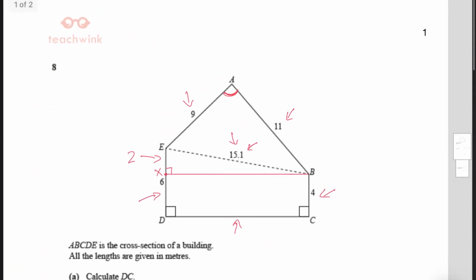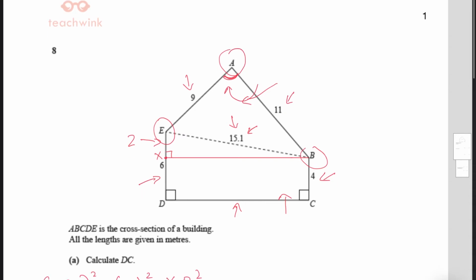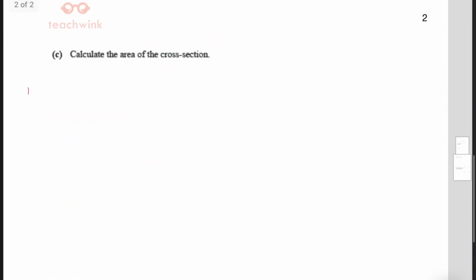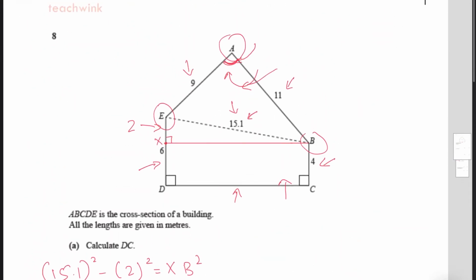That means we have to find the area of this part and this part. We can do that individually and add them up. So let's first find the area of AEB. How do we find that? We use this angle, which is 97.5, and we use the sine formula for the area. So area of triangle EAB can be found by using half times 9, which is one of the lengths, times the other length, which is 11, times sine, which is the angle in the middle.